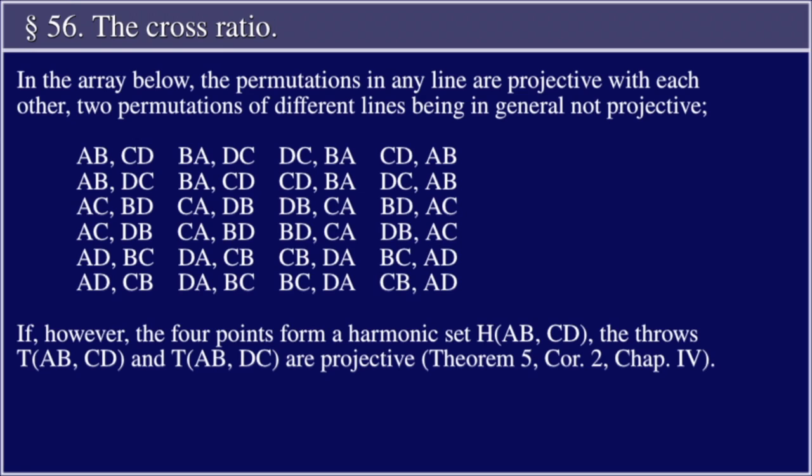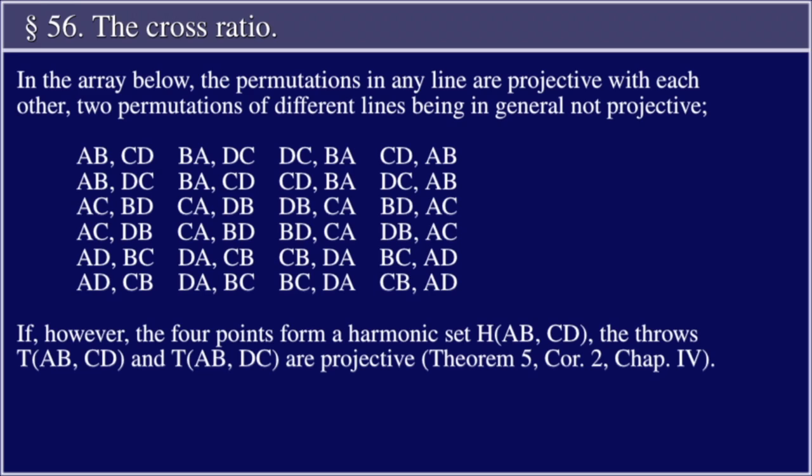Row 4: AC, DB; CA, BD; BD, CA; DB, AC. Row 5: AD, BC; DA, CB; CB, DA; BC, AD. Row 6: AD, CB; DA, BC; BC, DA; CB, AD.